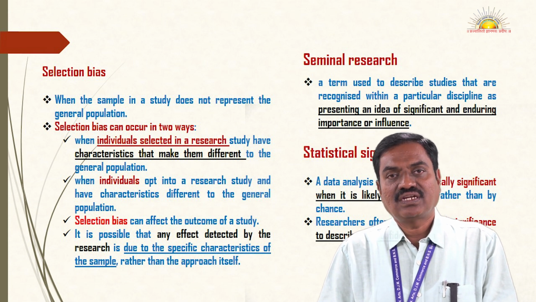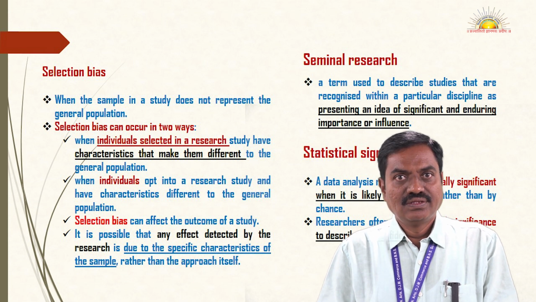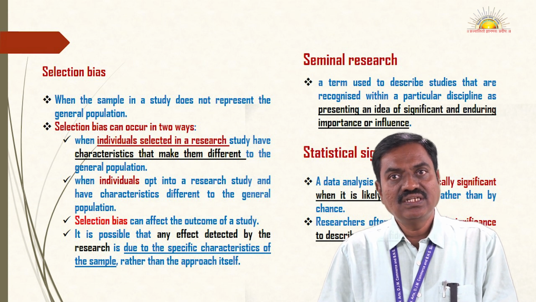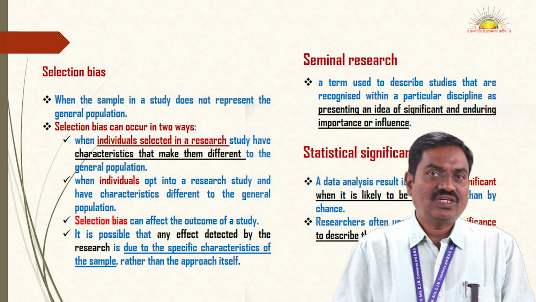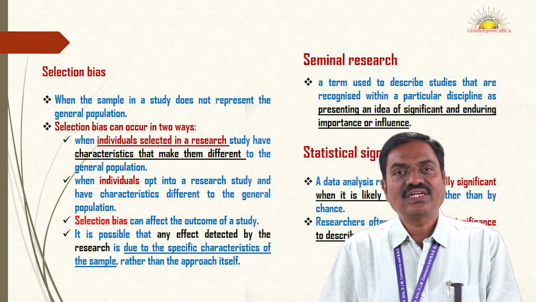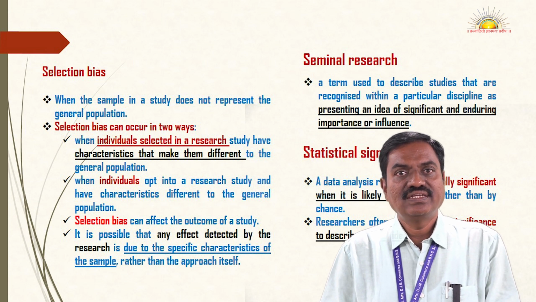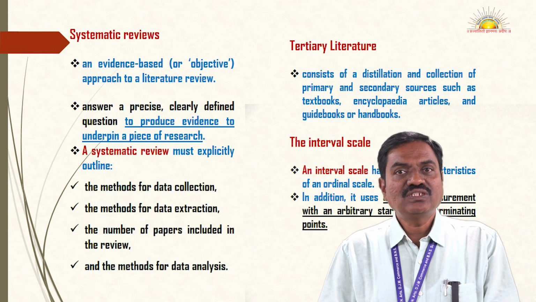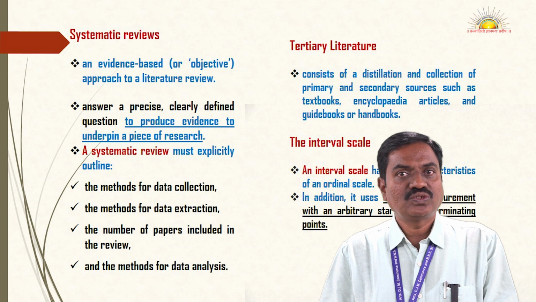Statistical significance is another term. A data analysis result is statistically significant when it is likely to be true rather than by chance. Researchers often use statistical significance to describe the confidence in their results. A systematic review is an evidence-based or objective approach to a literature review.